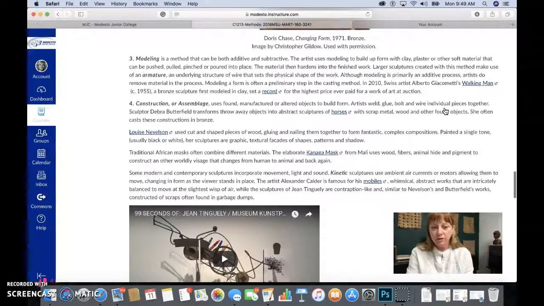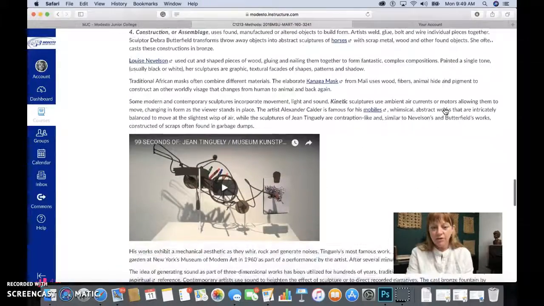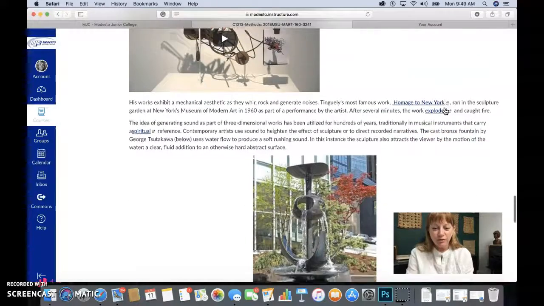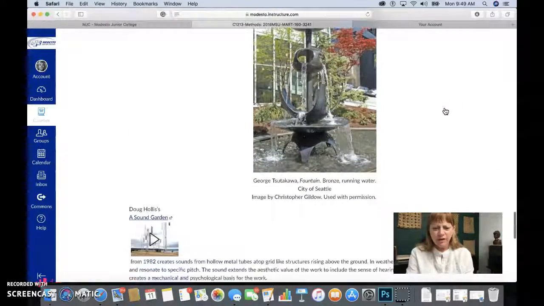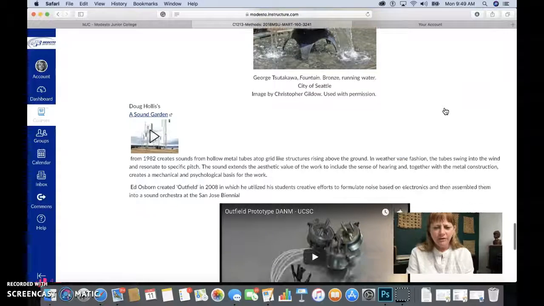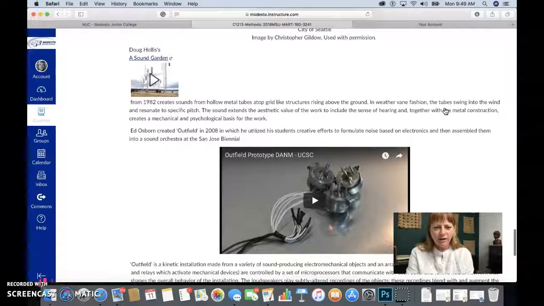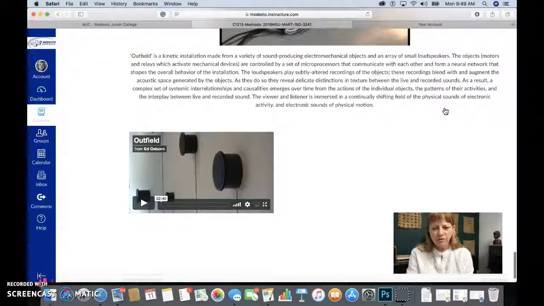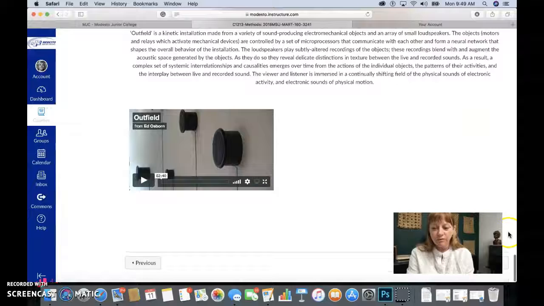Modeling, construction, or assemblage. I just recently spent some time out in the desert making assemblage, sculpture made out of trash. It was quite fun. You can do that anywhere, actually. Don't have to go to the desert to do it. And then sound art, and here's a few pieces of sound art that I've included.